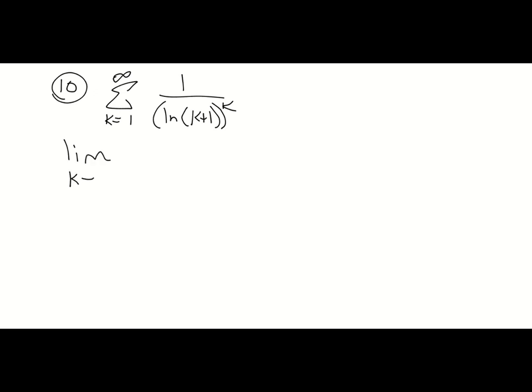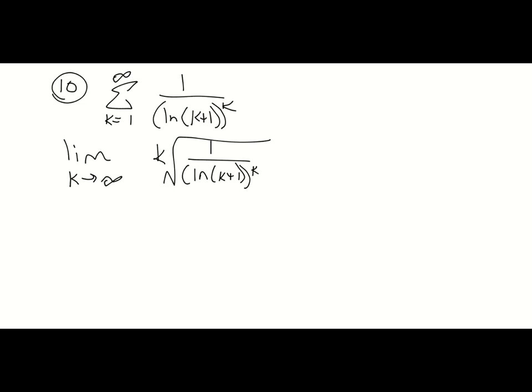All right, this is our last example, number 10. Another root test problem. It is the sum from k equals 1 to infinity of 1 divided by the quantity natural log of k plus 1, all raised to the k power. So we're going to do the limit as k approaches infinity, and I'm going to take the kth root of 1 over the quantity natural log of k plus 1 raised to the k power.